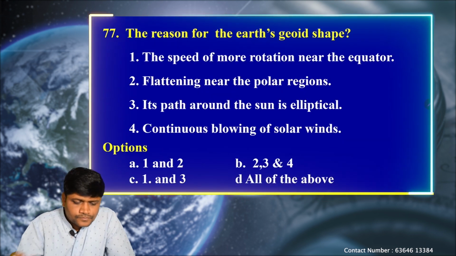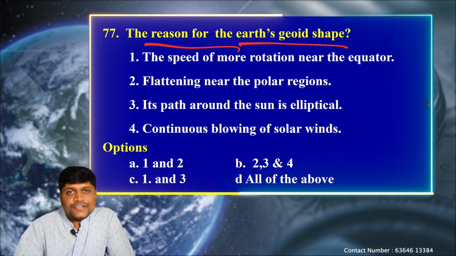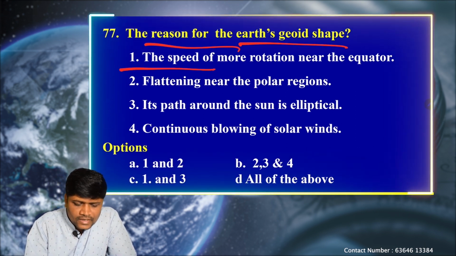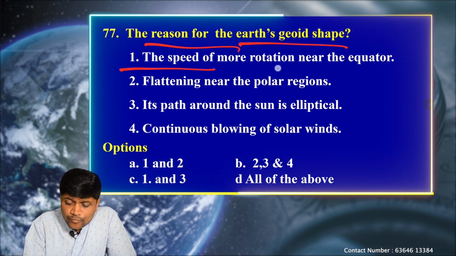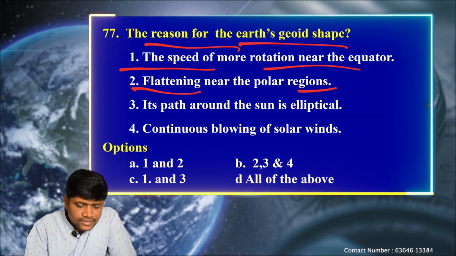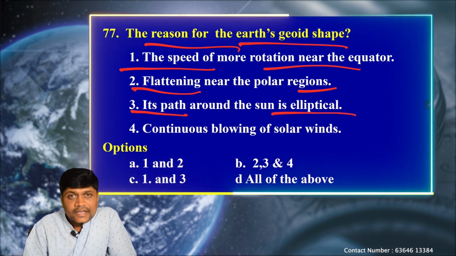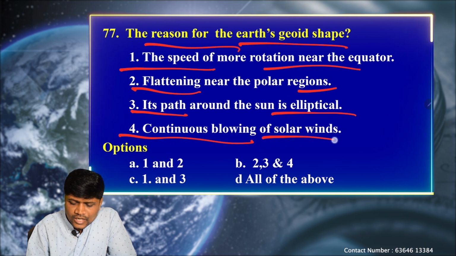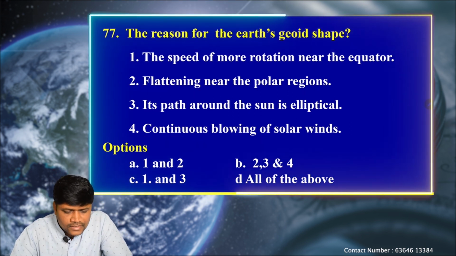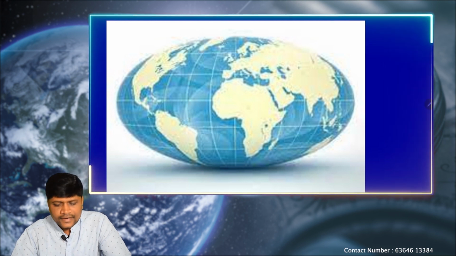Next question. The reason for the Earth's geoid shape. Okay. Again, it's a repeated question. Let's see the options. The speed of rotation is more near the equator with flattening near the polar region. Three, its path around the sun is elliptical. Next, continuous blowing of the solar winds. We know Earth is in the geoid shape. So what is the reason?